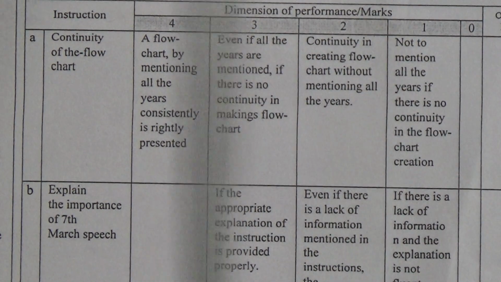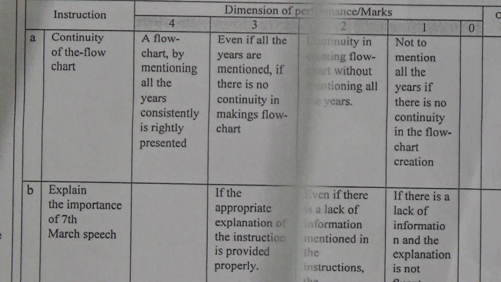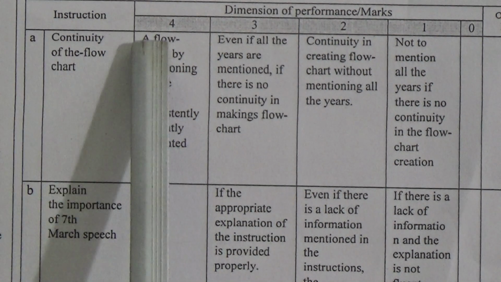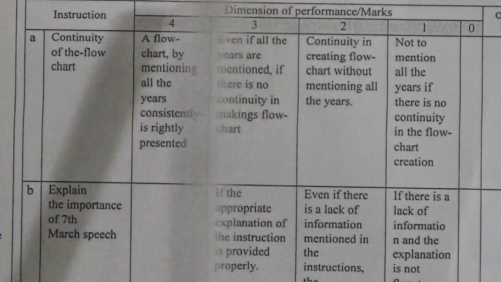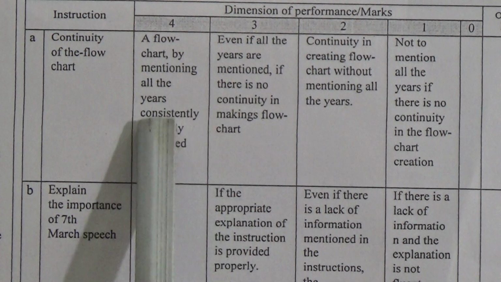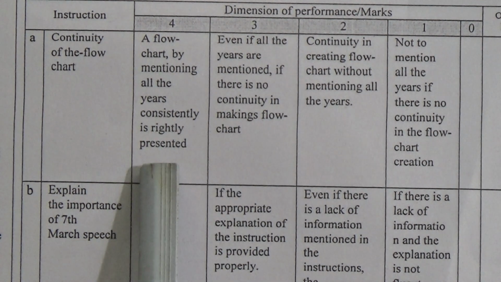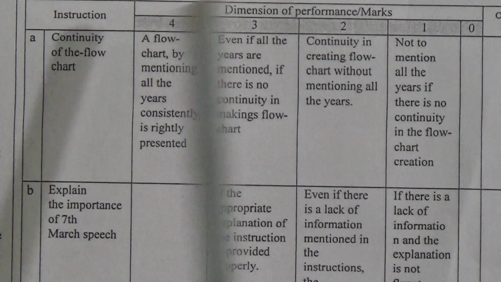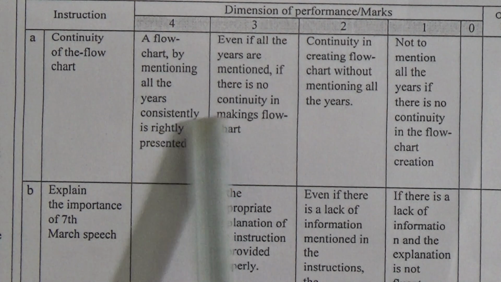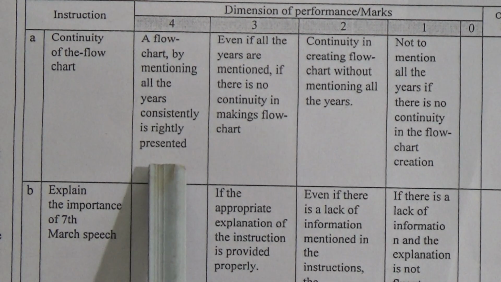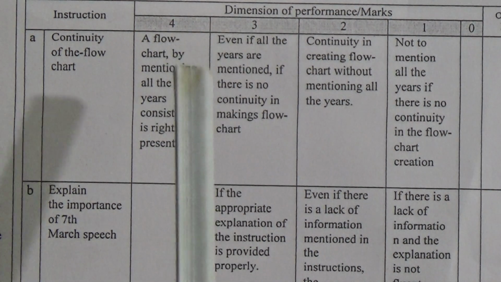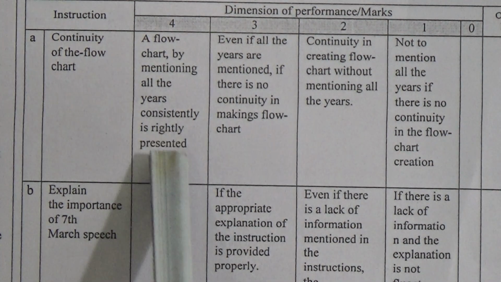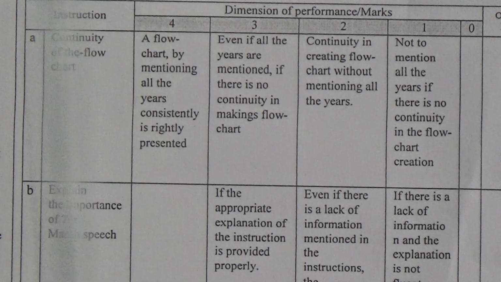The best mark is 4, and here the instructions for teachers for evaluation are continuity of the flowchart. A flowchart mentioning all the years, with consistency, rightly presented. So when you are writing, in the first part, the flowchart should mention all the years consistently. You have to present it rightly. You cannot make a mistake here. If there is no mistake, we will give you 4 for the flowchart.